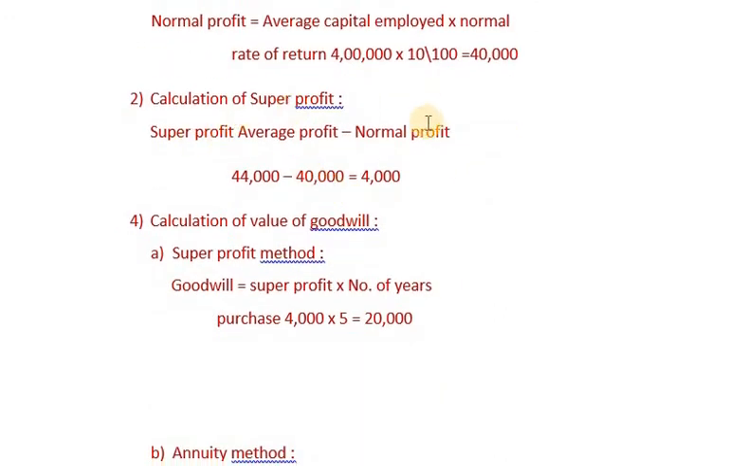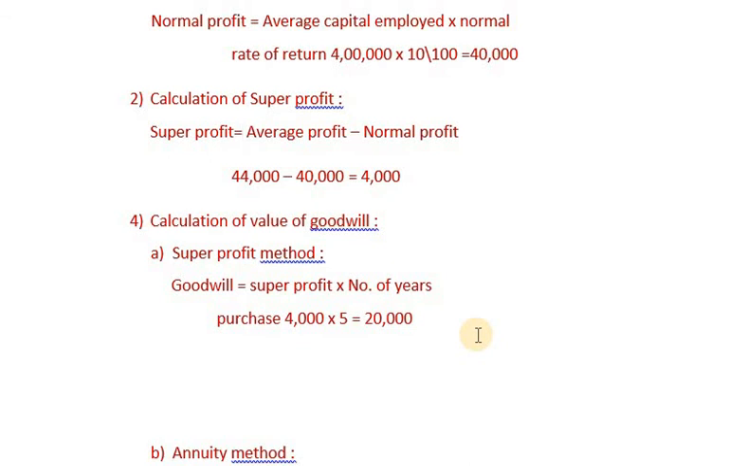Calculation of super profit. Super profit is equal to average profit minus normal profit. I repeat once again, super profit is equal to average profit minus normal profit. What is the average profit? 44,000. Normal profit 40,000. 44,000 minus 40,000 is equal to 4,000. Calculation of value of goodwill.